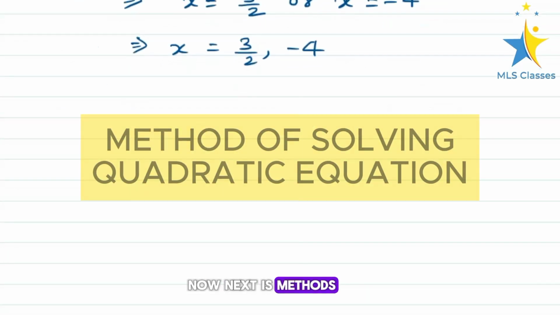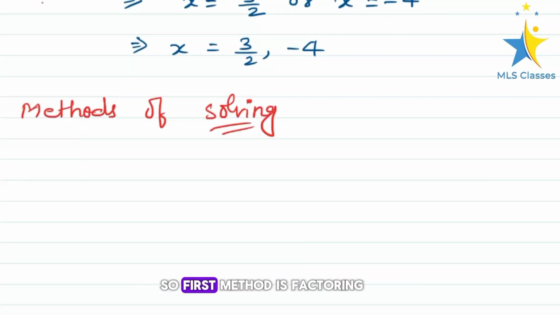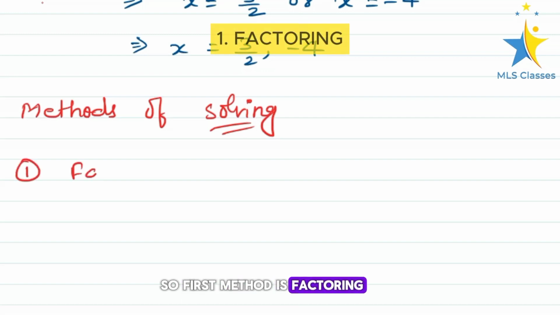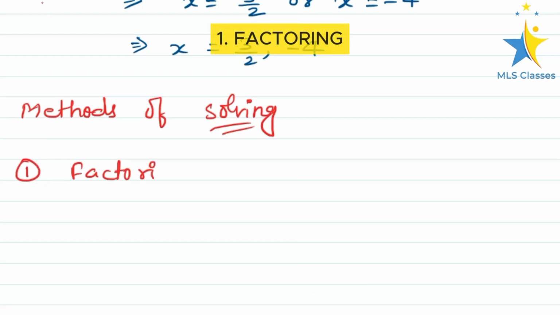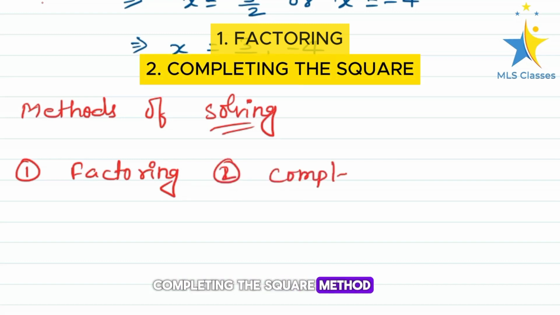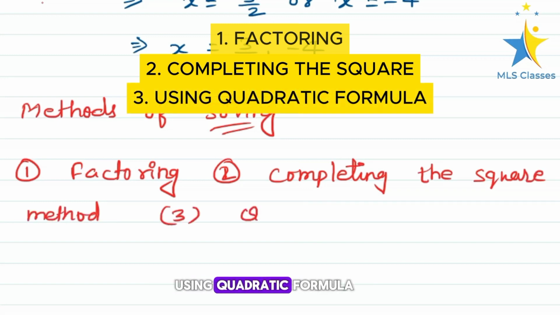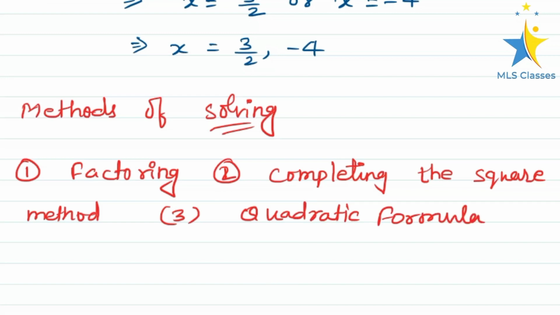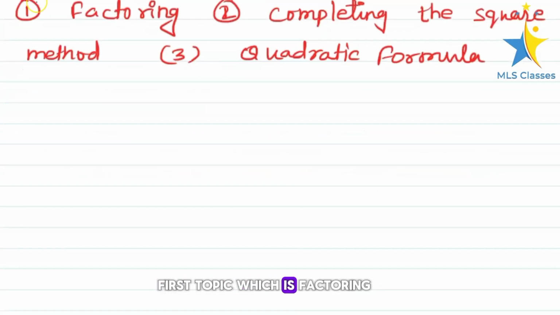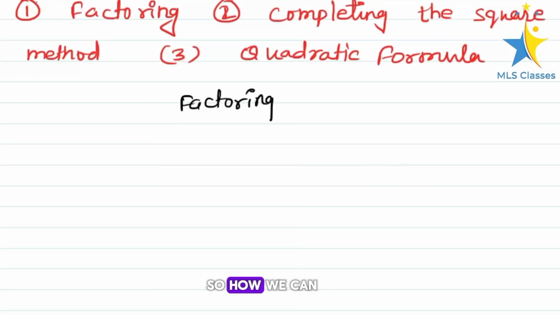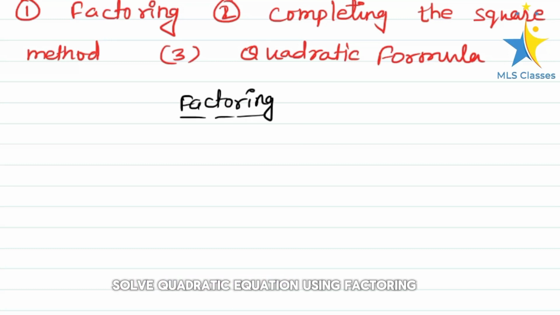Now next is methods of solving quadratic equations. The first method is factoring. The second method is the completing the square method. And the third method is using the quadratic formula. So let's start with the first topic, which is factoring. How can we solve a quadratic equation using factoring?